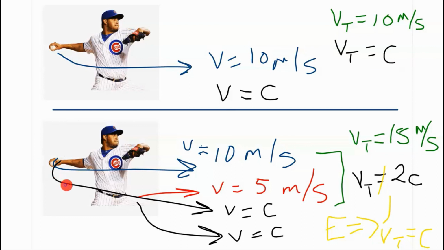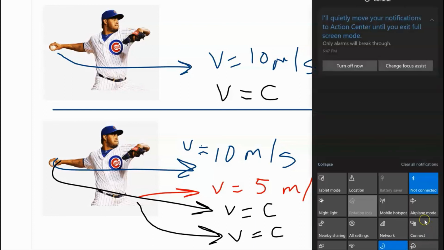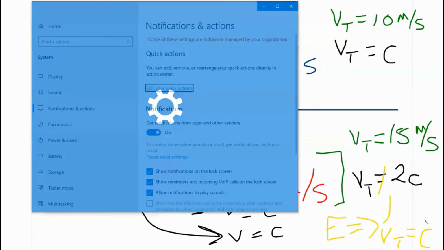If we throw the ball at the speed of light as the person moves at close to the speed of light, we do not say that its total velocity is 2c. What Einstein is saying is that the velocity is c. You'll never record something to move faster than the speed of light.